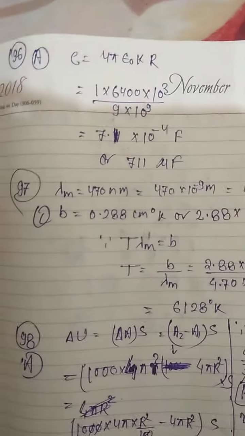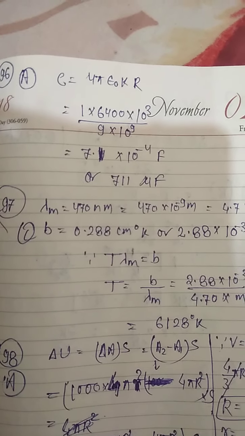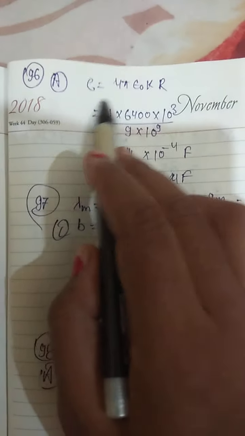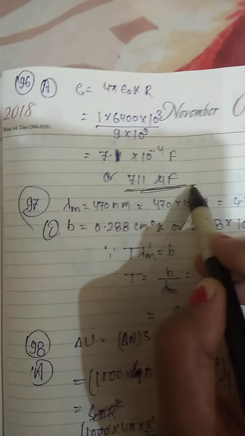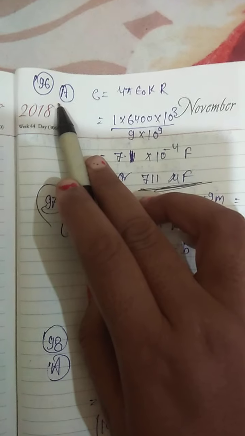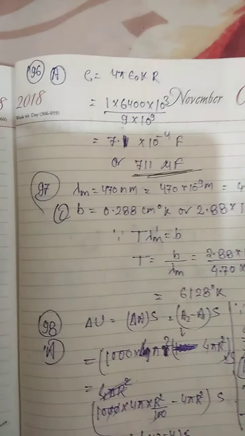What is the capacitance of the earth if it is assumed to be a spherical conductor of radius 6400 km? C is equal to 4 pi epsilon naught K r. By putting all these values, finally we get the answer 711 microfarad. So the answer will be A, 711 microfarad.